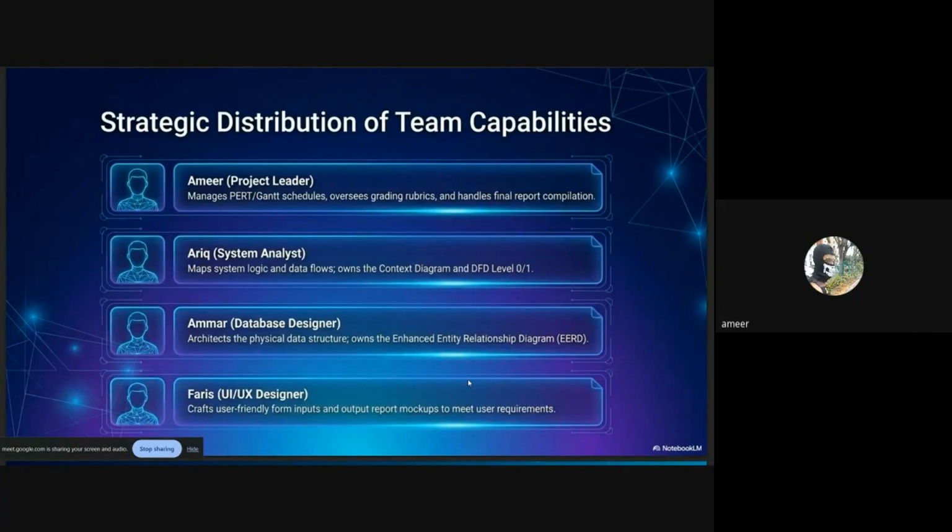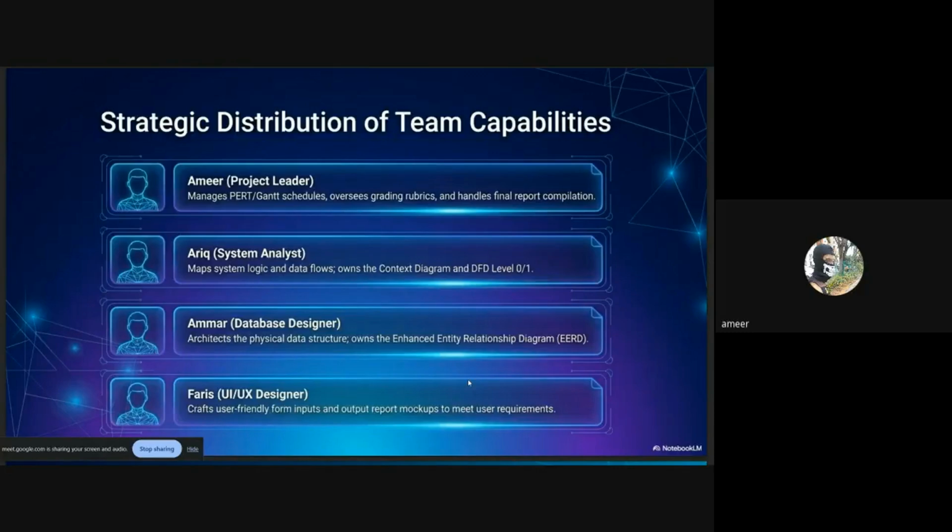To ensure the project progressed smoothly, we distributed responsibilities based on individual roles. As the project leader, I managed our scheduling, oversaw the grading rubrics, and compiled the final report. And Ari, our system analyst, mapped out the system logic and data flows, specifically taking charge of the context diagram and DFDs. And Amar, database designer, designed the physical data structure and created the EERD.